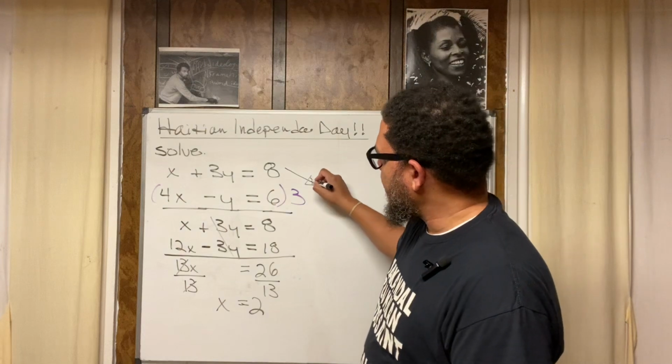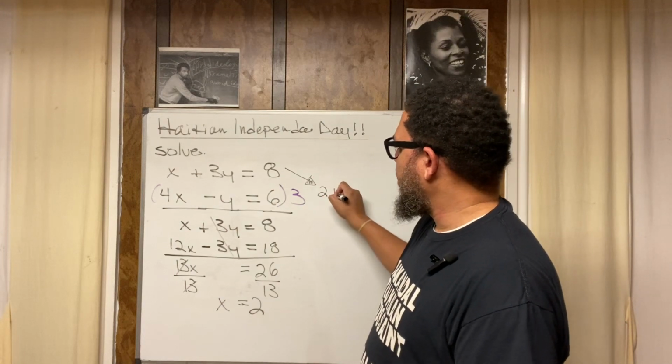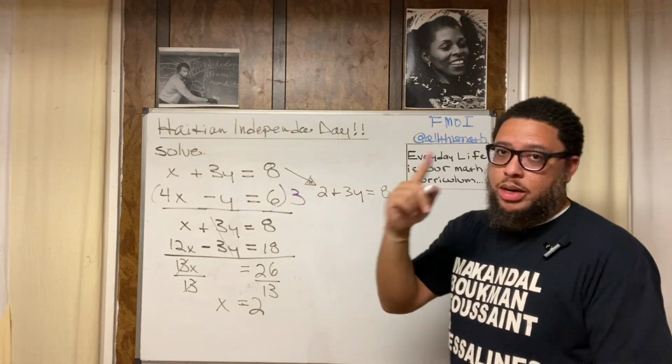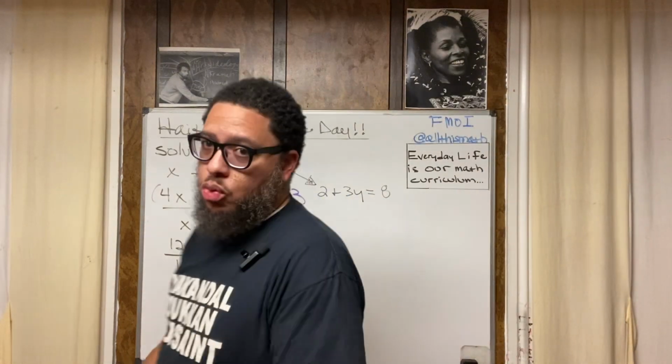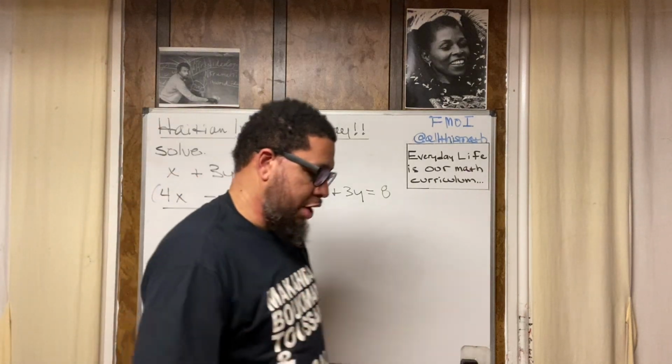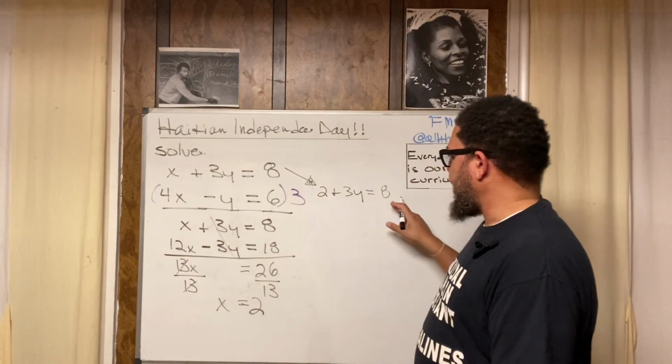So when I rewrite this, 2 plus 3y equals 8. Now I'm solving for y. Now I got one equation with one variable. That's the goal. You try to get the one equation with one variable. That's what you want. So we got 2 plus 3y equals 8.